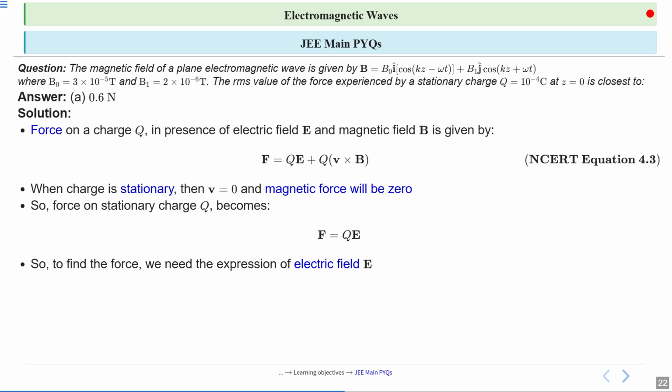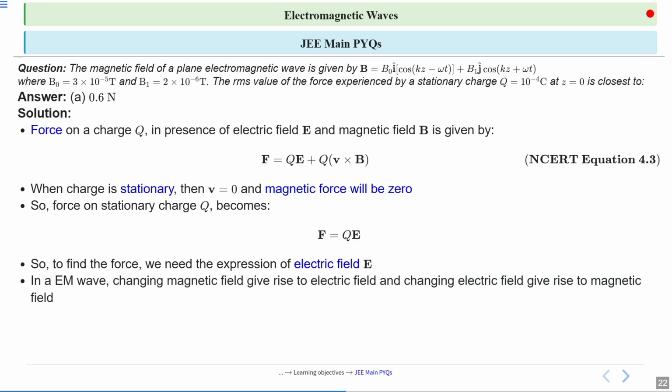So to find the force, we need the expression of electric field E. In an EM wave, a changing magnetic field gives rise to an electric field, and a changing electric field gives rise to a magnetic field. We have discussed that a time-varying magnetic field will produce an electric field and a time-varying electric field will produce a magnetic field. So the magnetic field given in the question will produce the electric field, and that electric field will cause the force on the stationary charge. So from the given expression of the magnetic field, we need to find the electric field first.